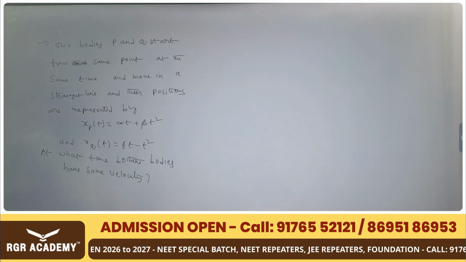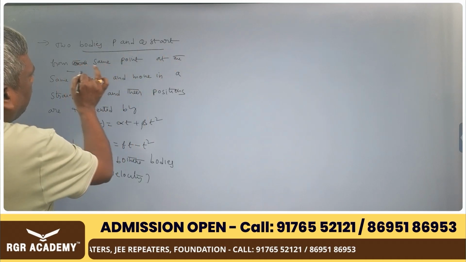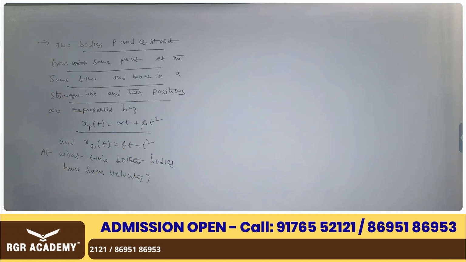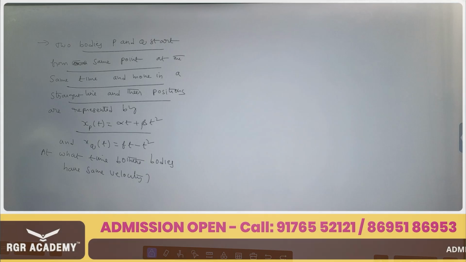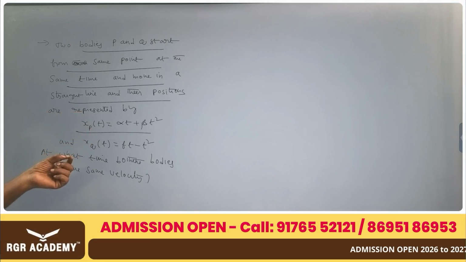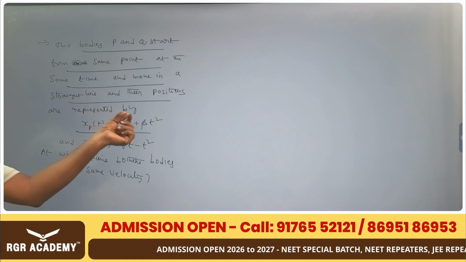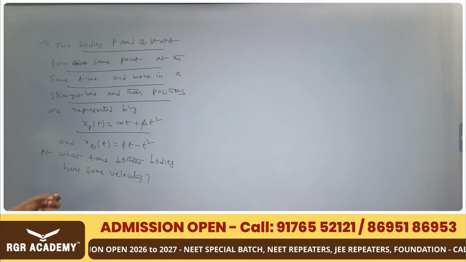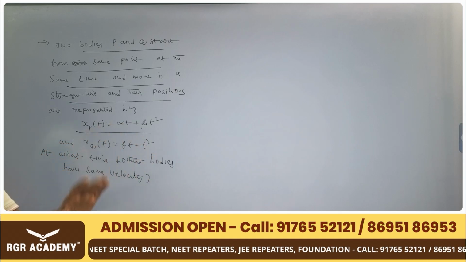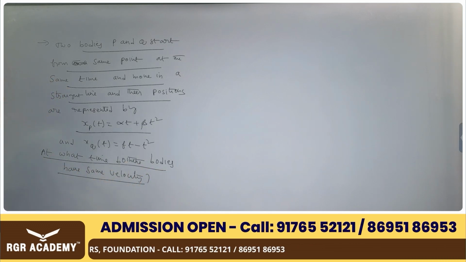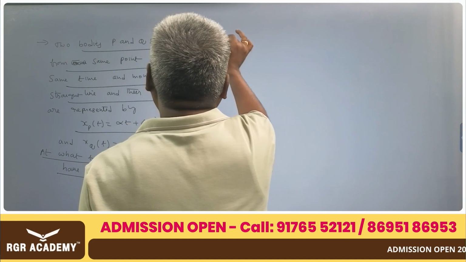Right. Now, see one more application of the same differentiation concept. How can you apply it? Here, two bodies P and Q start from the same point at the same time and move in a straight line, and their state is represented like this. Xp is equal to alpha t plus beta t square and xq is equal to ft minus t square. At what time do both the bodies have the same velocity?